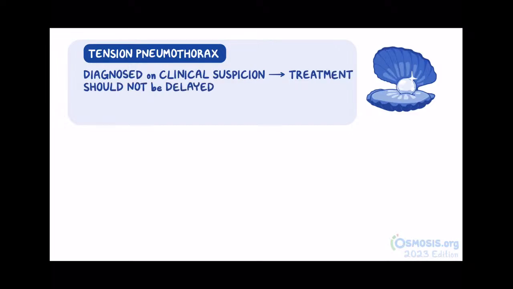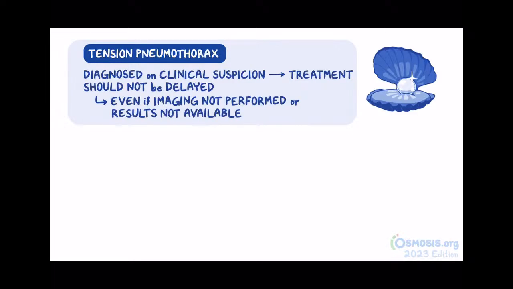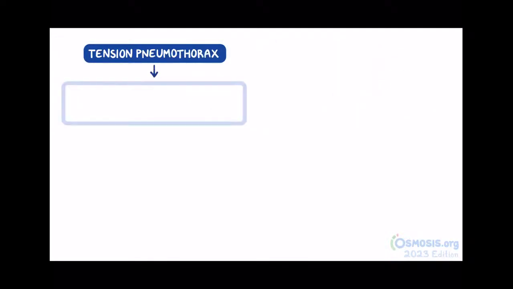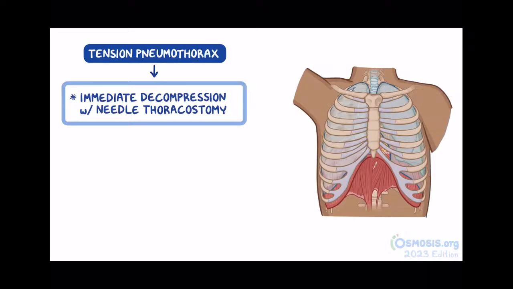Okay, listen up. Here is a clinical pearl. Since tension pneumothorax is so dangerous, it should be diagnosed based on clinical suspicion, and treatment should not be delayed, even if imaging has not been performed or results are not yet available. In fact, you'll want to perform immediate decompression with needle thoracostomy.